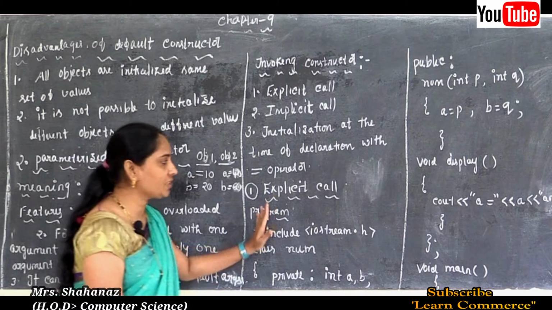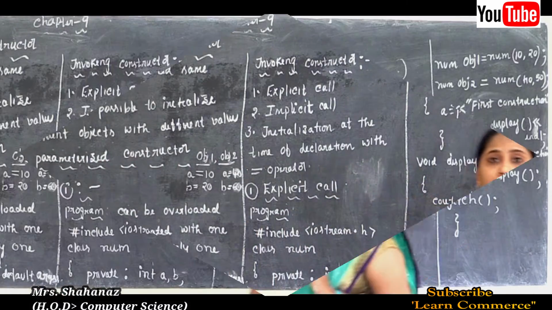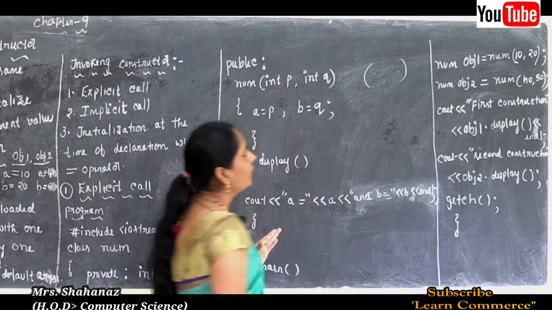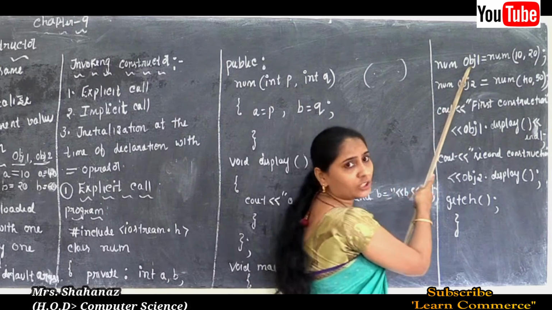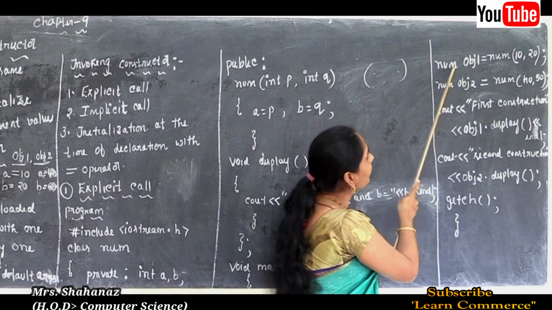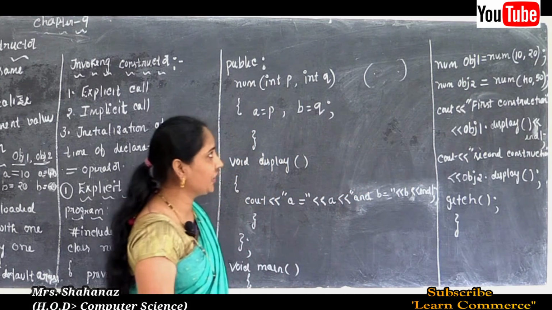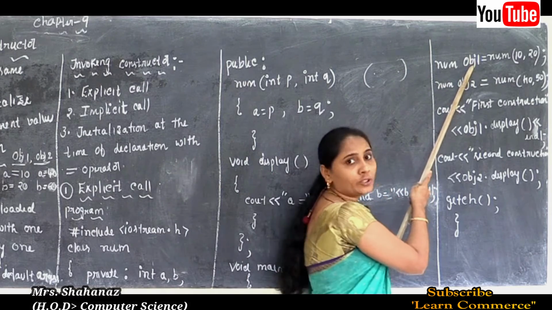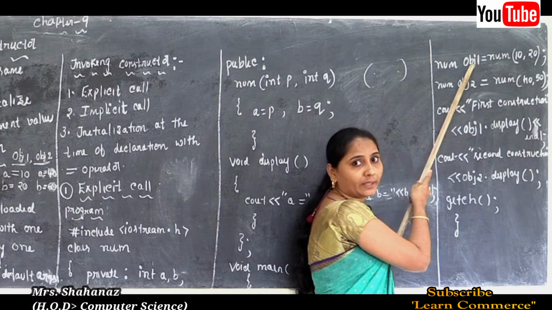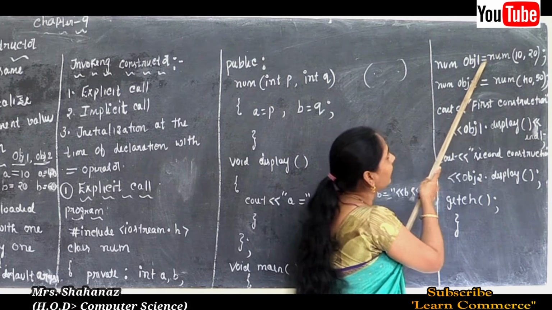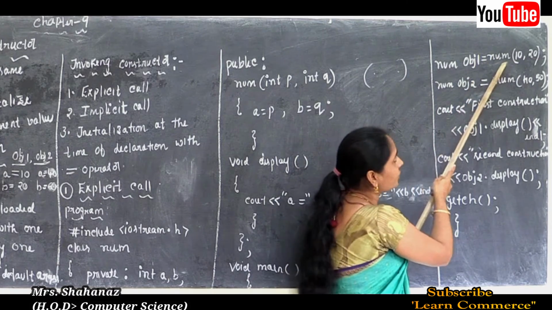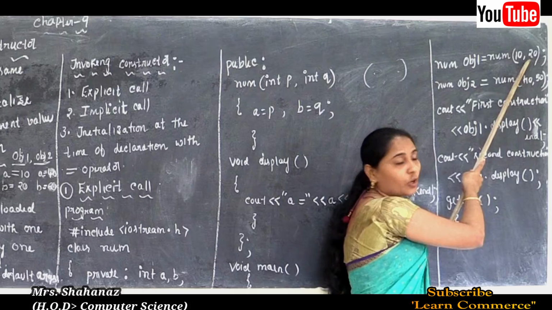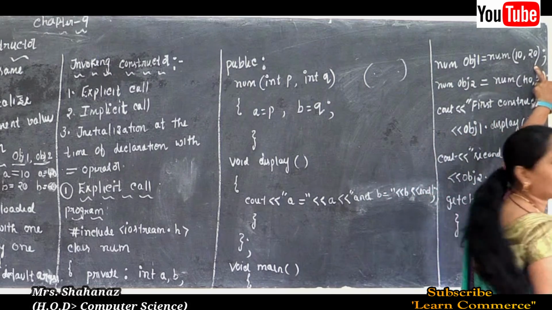In the explicit call, a constructor is invoked in this way: the explicit call is followed by the object declaration and later the assignment operator, the constructor name and argument list enclosed within parentheses. This one is the main line about our explicit call.